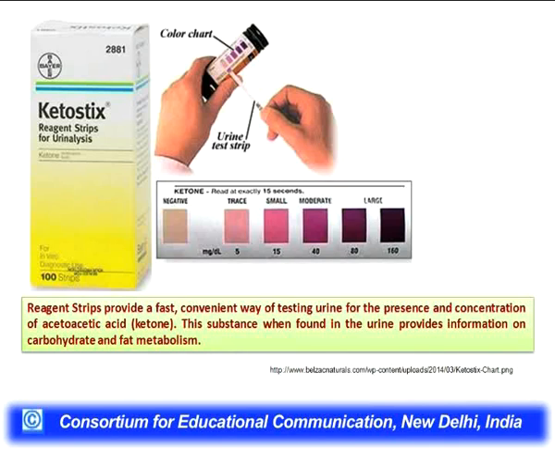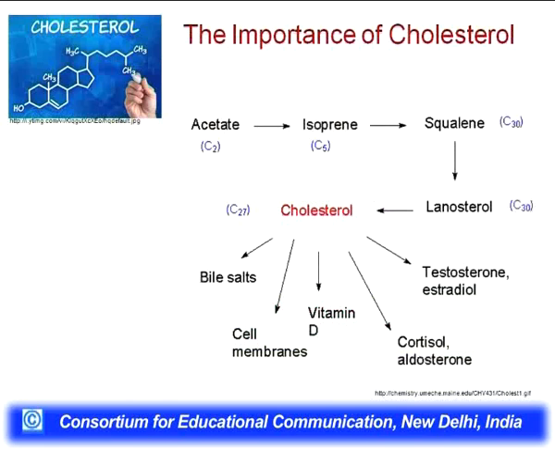We can match this color with the color chart present on the box, and immediately say how much ketone is present within the patient, and how much difficulty with carbohydrate or fatty acid metabolism the patient is suffering from. If there are abnormalities of carbohydrate or fatty acid metabolism, we can easily check with the help of these keto sticks, because these metabolic pathways will result in overproduction of ketone bodies. So these ketone bodies can be checked from the urine sample with the help of these strips, and can subsequently be treated.